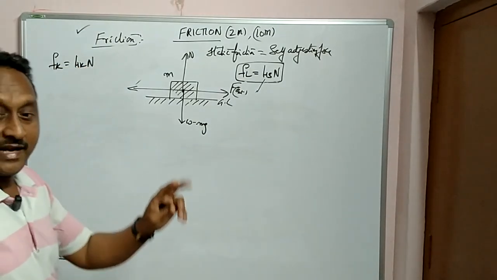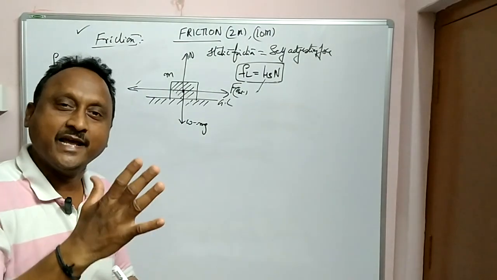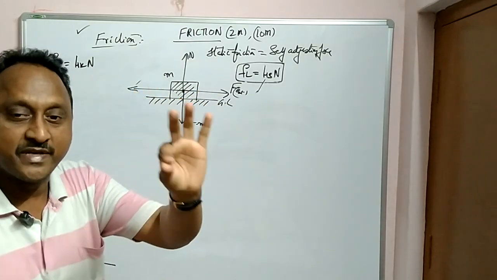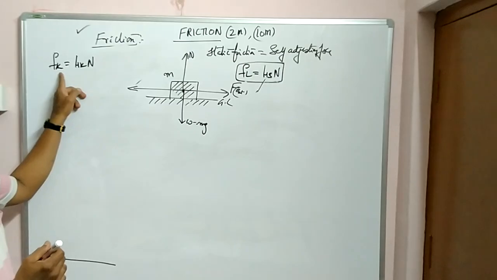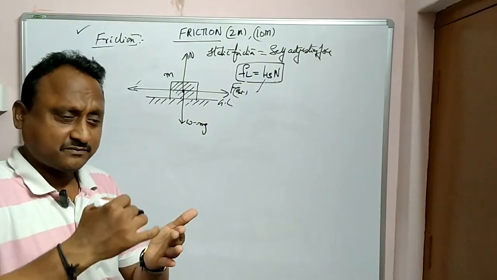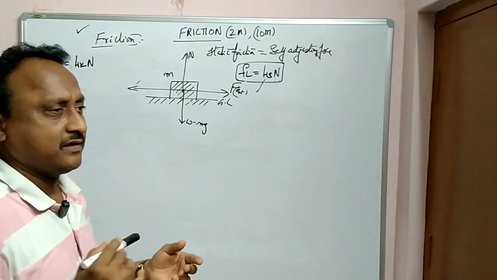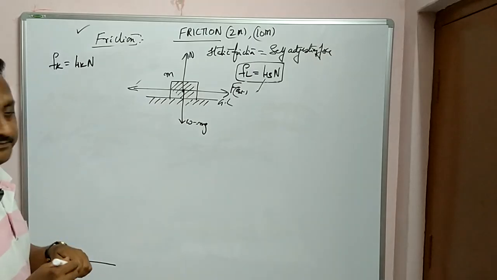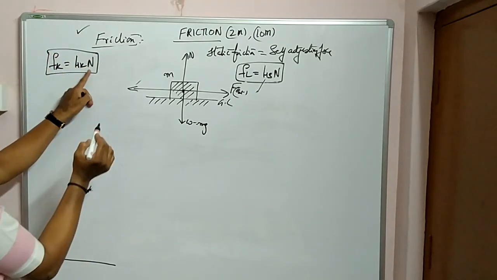Generally, when any body is moving or sliding on the surface of another body, then the force that comes into picture between the two surfaces is called kinetic frictional force. When any body slides or moves on the surface of another body, that force is called kinetic friction. And kinetic friction is given by mu k into N.